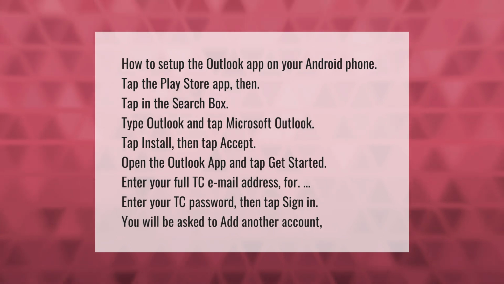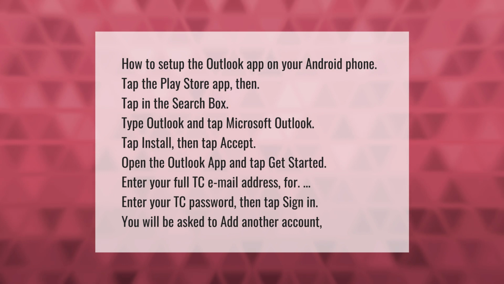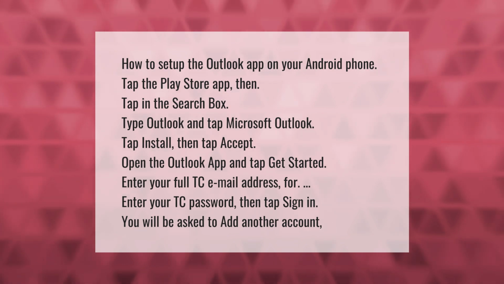How to set up the Outlook app on your Android phone. Tap the Play Store app. Then, tap in the search box. Type Outlook and tap Microsoft Outlook. Tap Install, then tap Accept. Open the Outlook app and tap Get Started. Enter your full TC email address. Enter your TC password, then tap Sign In. You will be asked to add another account.